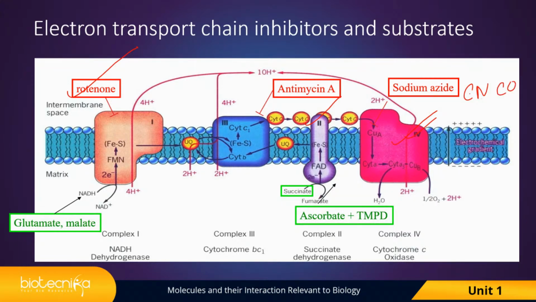You need to remember these for some other type of questions. And oligomycin, I already mentioned, inhibits ATP synthase. Malonate inhibits complex 2. It is an inhibitor. But you have activators also: succinate, ascorbate, glutamate, malate. All these are activators. All right.